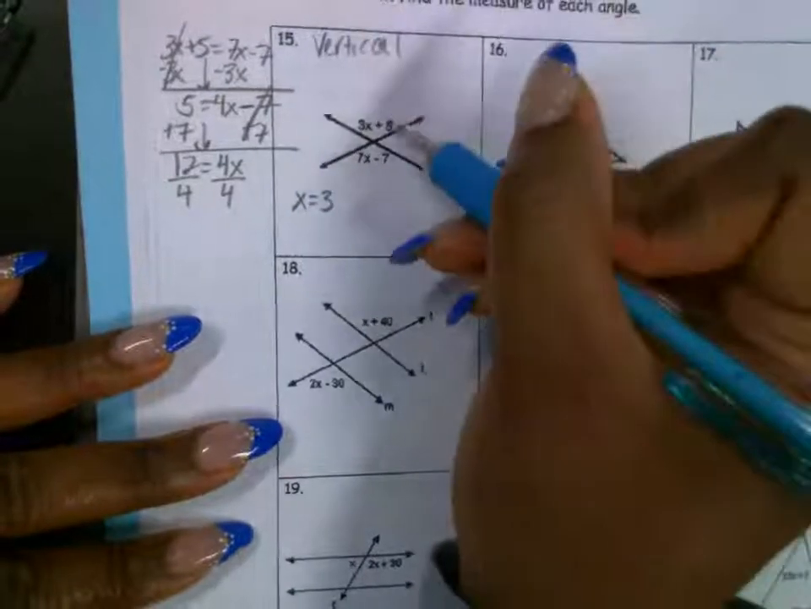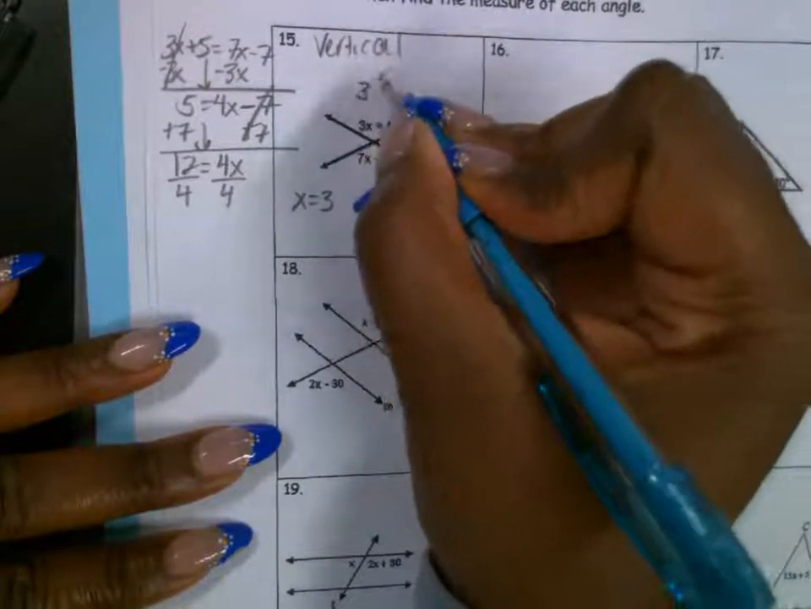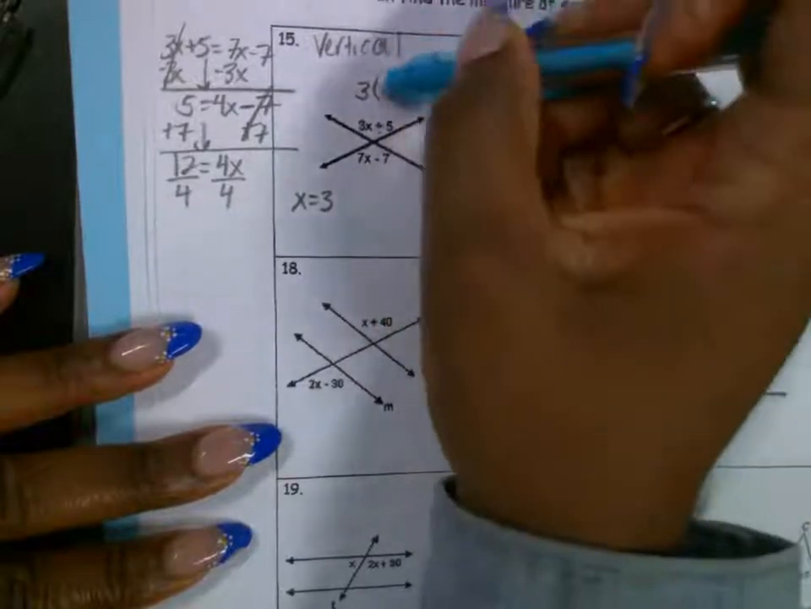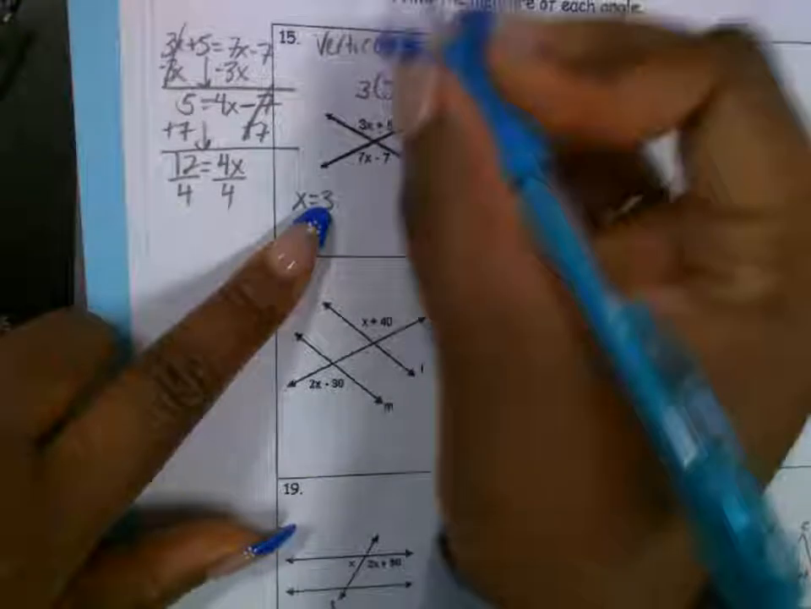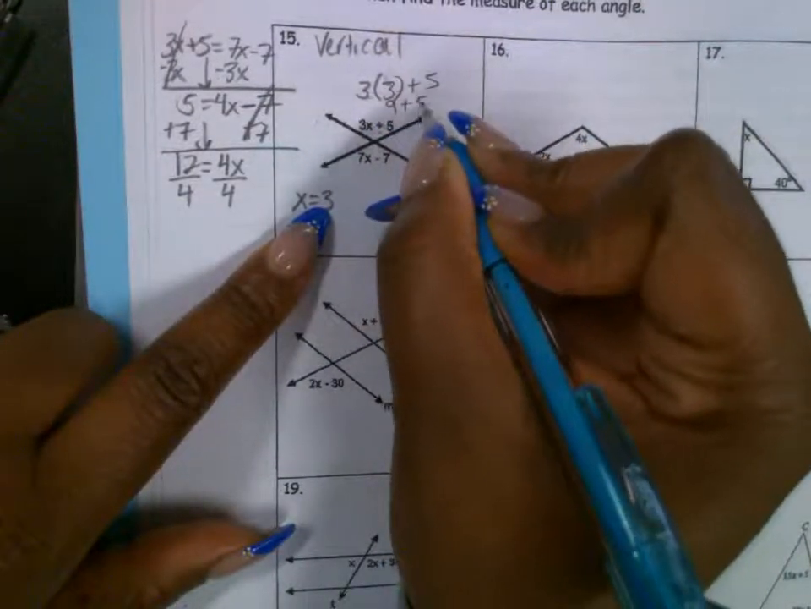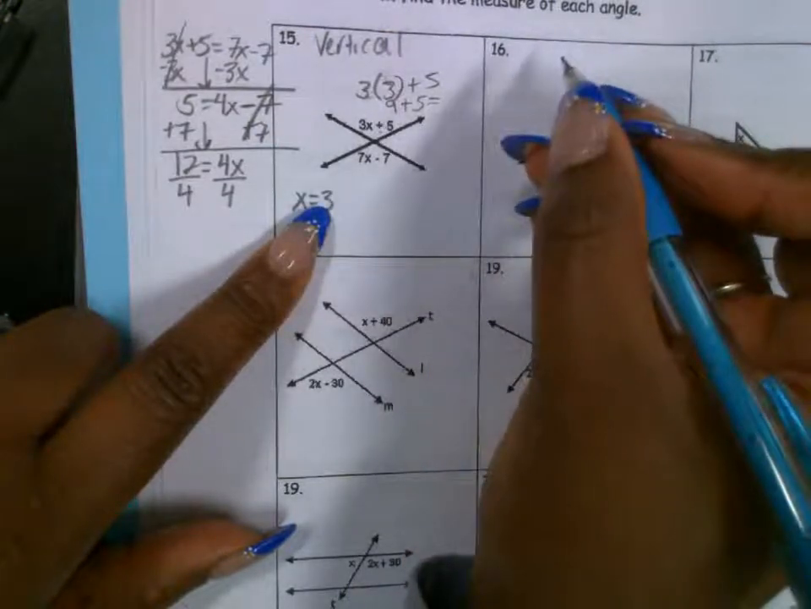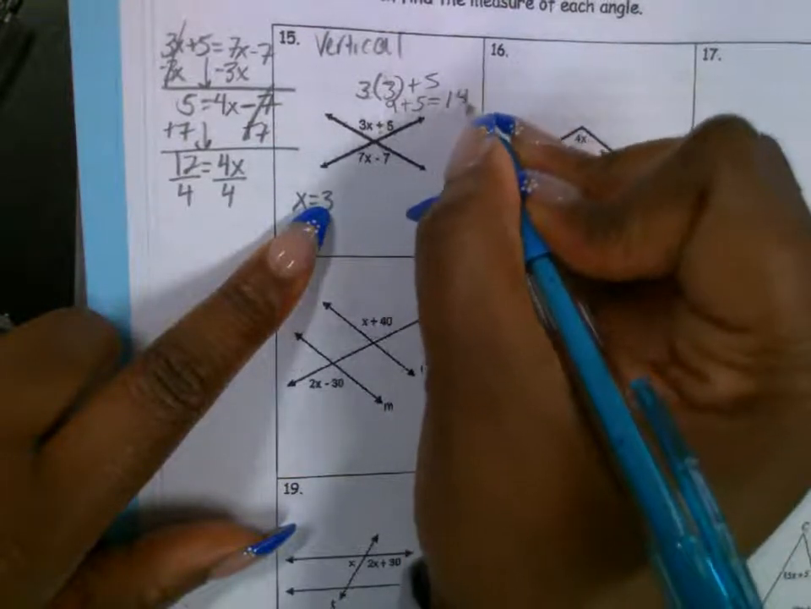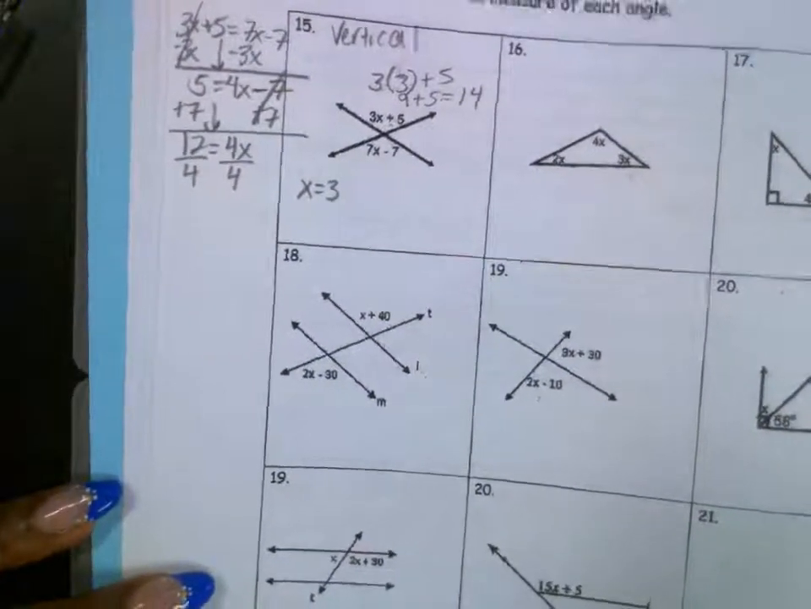Okay, if I wanted to figure out what the measurement is here, I would just say 3 times, this is x, 3 times 3 plus 5. What's 3 times 3? 9. What's 9 plus 5? 14. You said it right. Okay, if I wanted to find that answer, okay?